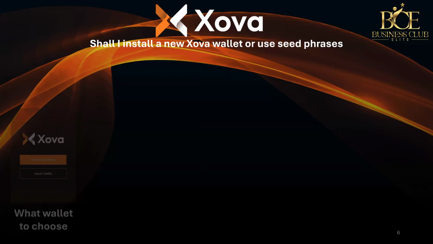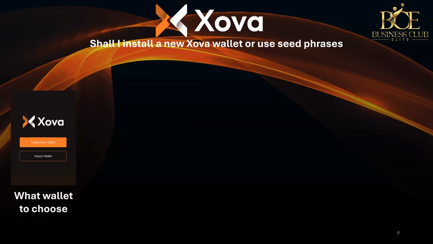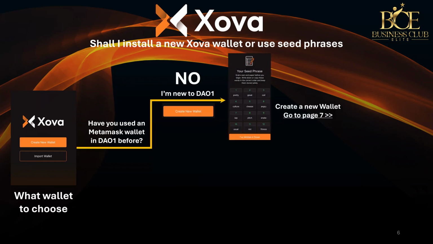Which installation should you use? When you open it the first time, you have two choices: create a new wallet or import a wallet. Then you can ask yourself, have you used a MetaMask wallet in DAO1 before? Are you an old member that is moving from MetaMask to DAO1? If you say no, you're a totally new one, then you're going to click on Create Wallet, and I'm going to go through how that is working.